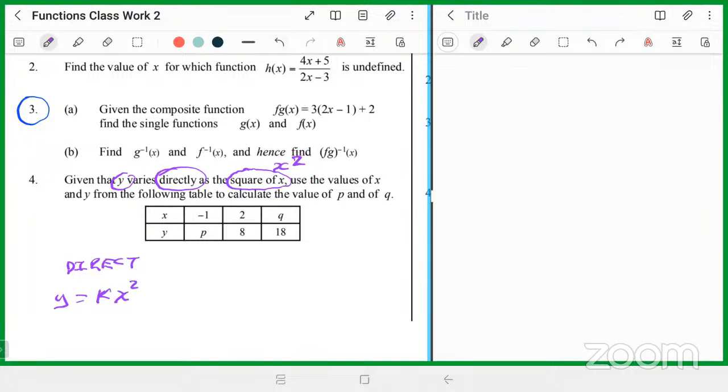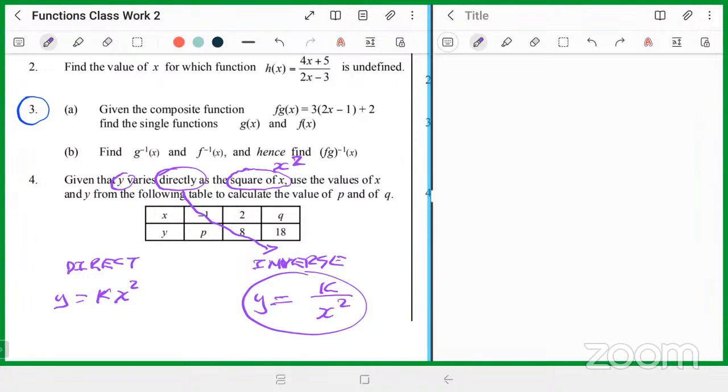That becomes a relationship because it's a direct variation. If it was an inverse variation, and I use the word inversely, then they would say inversely. Then the first variable is k divided by the second variable. So if it was inversely instead of directly, this is what you'd have to write. That's where you start.